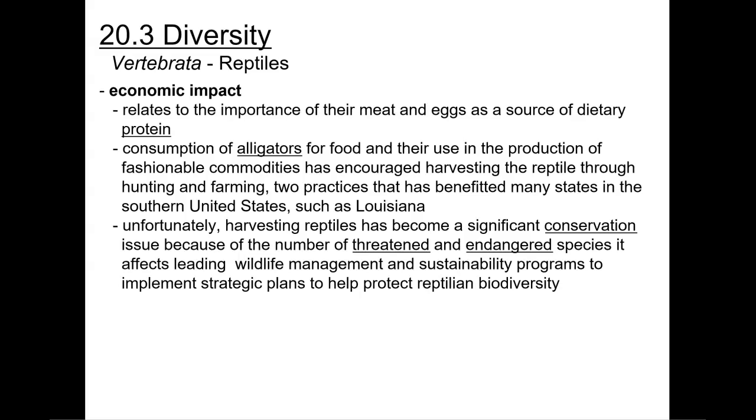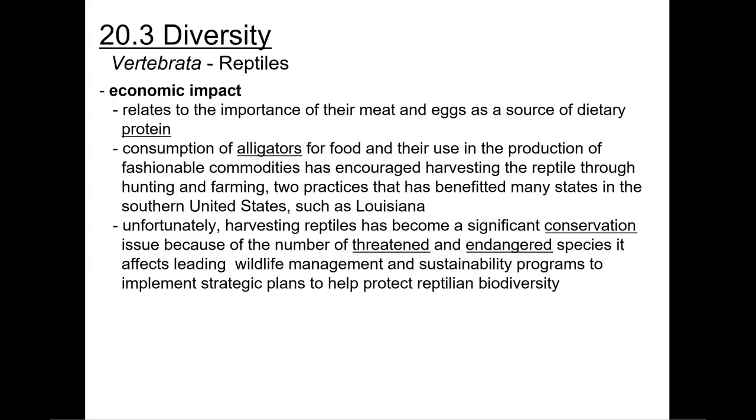Economic impact relates to the importance of their meat and eggs as a source of dietary protein, consumption of alligators for food, and the use of their products in fashionable commodities, which has encouraged harvesting of reptiles through hunting and farming, two practices that have benefited many states in the southern United States, such as Louisiana. Unfortunately, harvesting reptiles has become a significant conservation issue because of the number of threatened and endangered species that it affects, leading wildlife management and sustainability programs to implement strategic plans to help protect reptilian biodiversity.